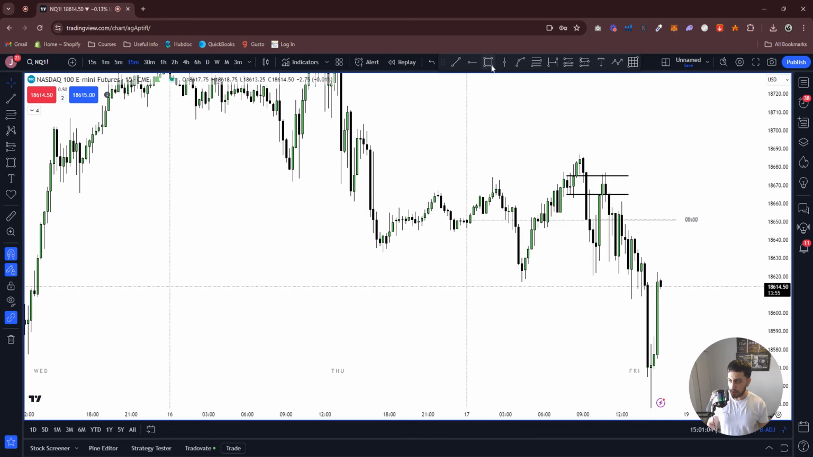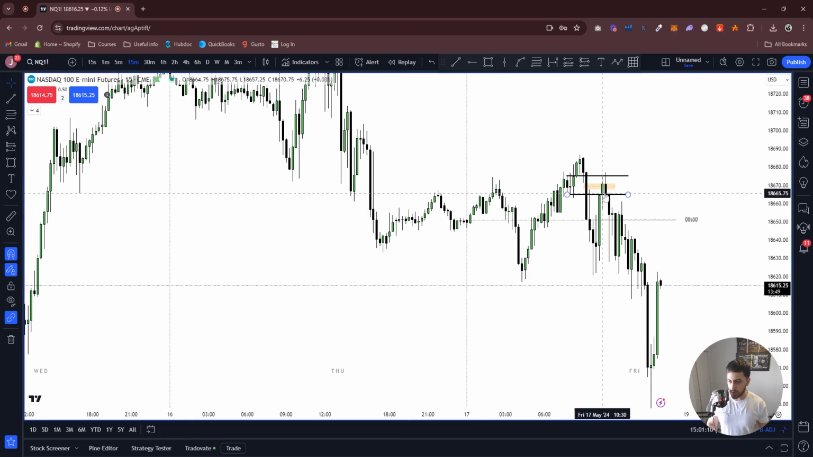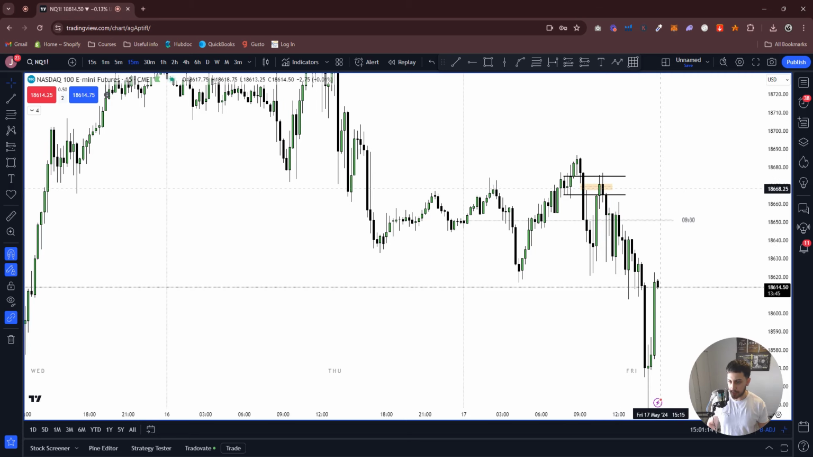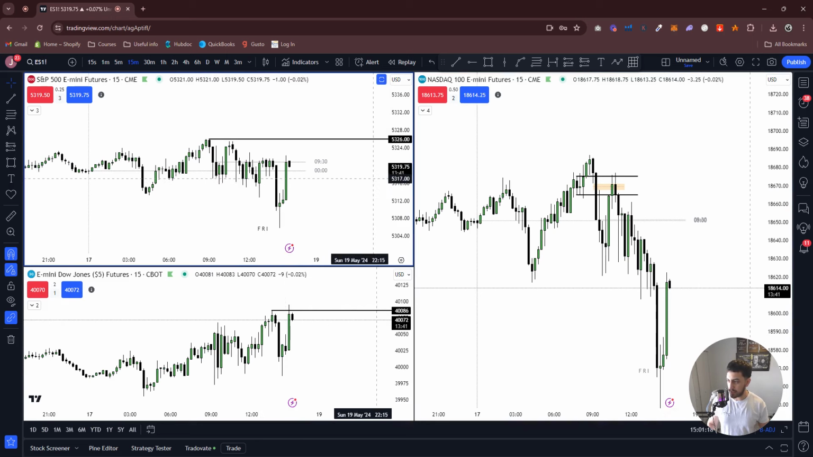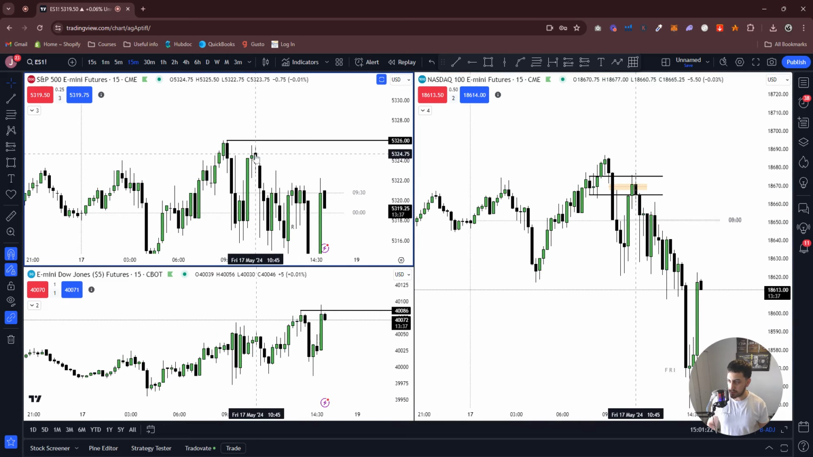And now all we have to do is pair it with the fair value gap. So here is our 15-minute fair value gap, right? And now we know we don't have any bodies closing above the fair value gap, okay? We don't have any bodies closing above the fair value gap. Now, if I pull out the ES chart, you guys will see that there was an SMT in this, okay? So that makes it even better.